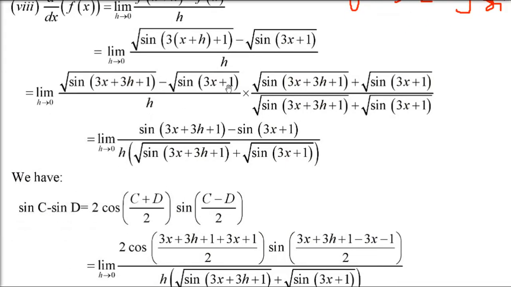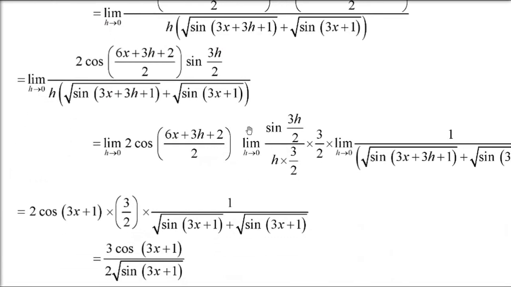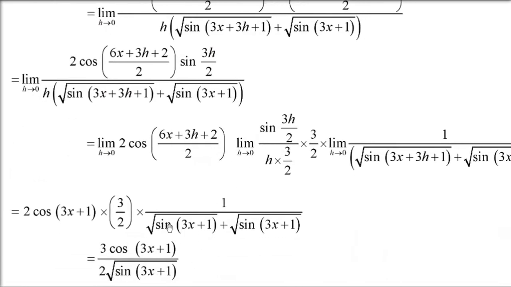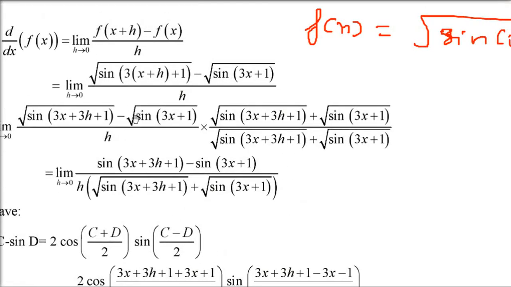Now when we have this kind of under root, as I told you, you have to always apply the RF, the rationalization factor. So multiply it by the RF in the numerator and denominator. So a minus b, a plus b, a squared minus b squared will come. So sin 3x plus 3h plus 1 and sin 3x plus 1. Denominator, don't worry, because when you put h as 0, it will be under root sin 3x plus 1 plus under root sin 3x plus 1. So it will be 2 under root sin 3x plus 1. The RF you introduced in the denominator is going to be twice the term.